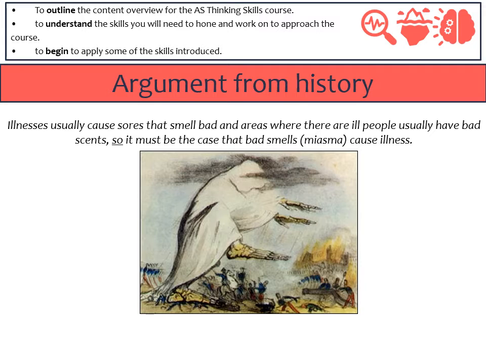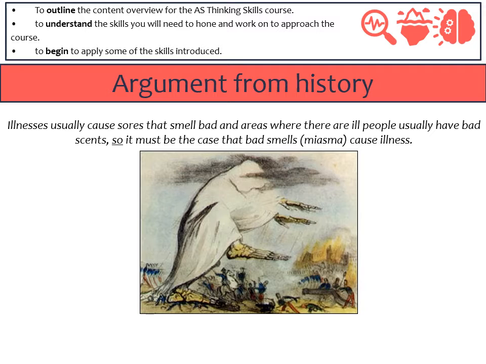So imagine this is an argument from history. Illnesses usually cause sores that smell bad, and areas where there are ill people usually have bad scents. So it must be the case that bad smells, we're going to call them miasma, cause illness. Now this was an argument that was created back in ancient Rome, so we're going back 2,000 years ago, and was popular and was the widely held belief up until about 1860.